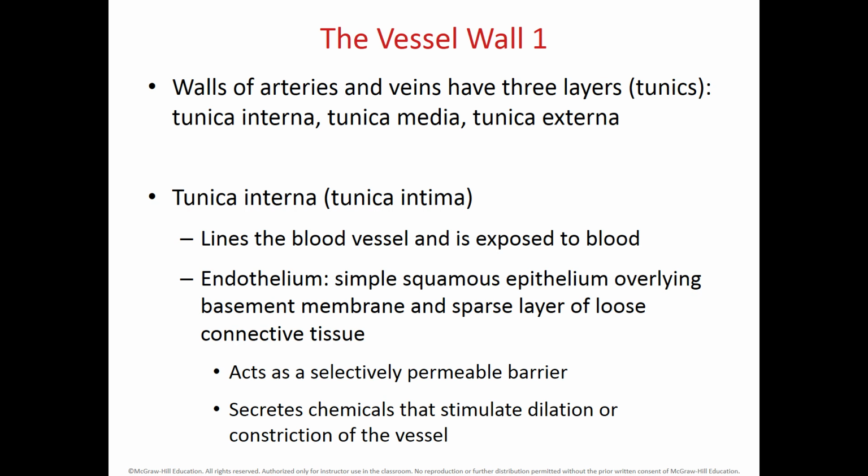The tunica interna is made of simple squamous epithelium known as endothelium, and these cells are attached to a basement membrane and to loose connective tissue. This layer acts as a selectively permeable barrier. So it's not completely sealed. It allows the passing of cells and chemicals. And this endothelium also can secrete chemicals that stimulate the dilation or constriction of the blood vessel, controlling how much blood flow will pass through these blood vessels.